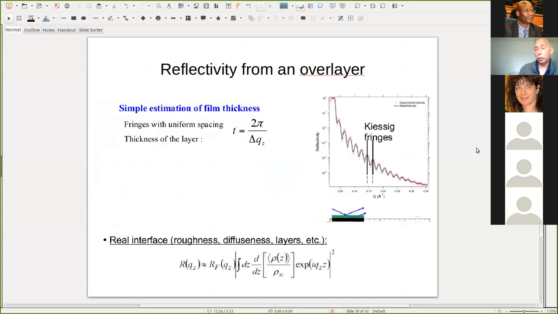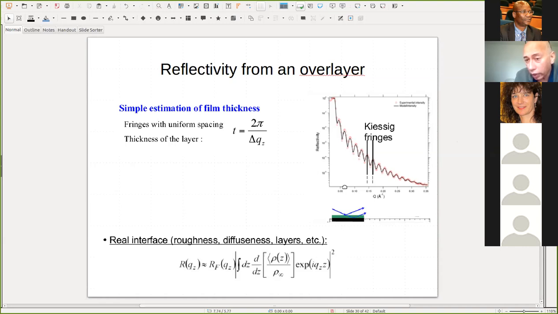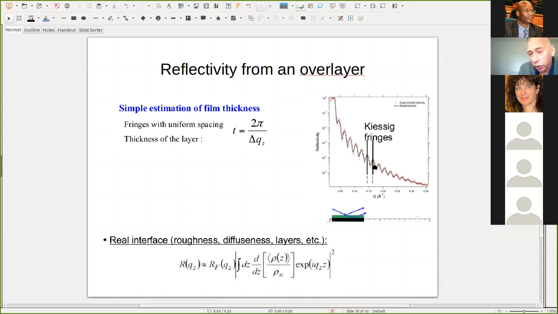Okay, so actually measuring the critical angle is nice. It tells you something about the material, but you can get that in other ways. It's not as accurate, but it's important to know it's there. But more often what people measure is, if you have material A and material B, you're going to get fringes which depend on the thickness. And so here it is, 2 pi over the delta Q. So there's delta Q. You apply this function of delta Q, and the distance between these two things tells you how thick the film is. That's sort of the quick and dirty approach.